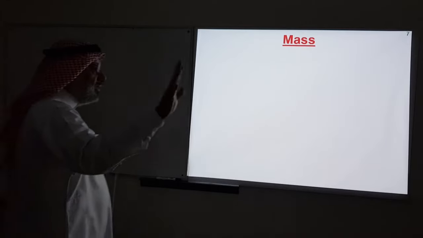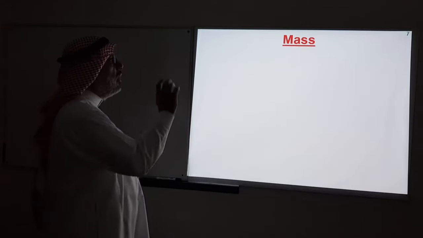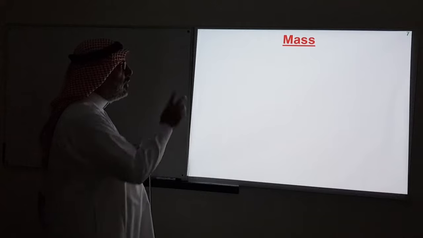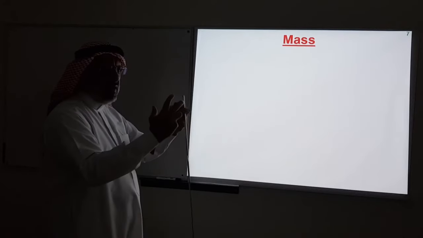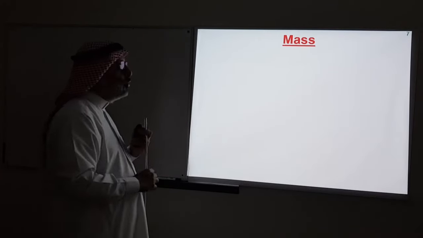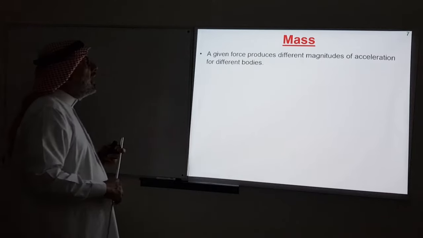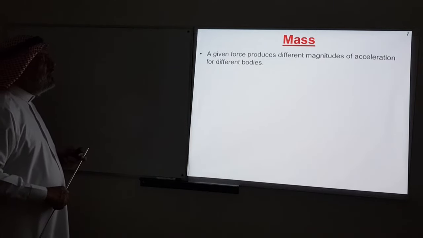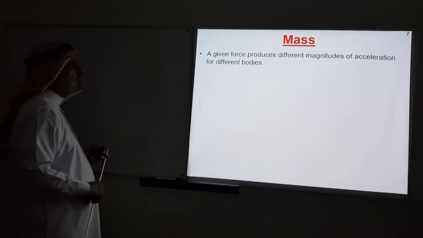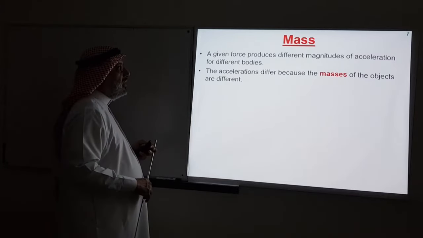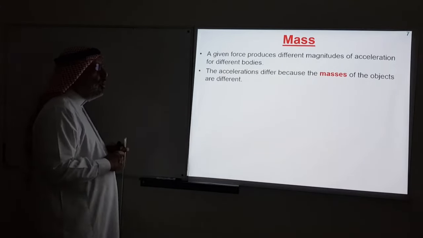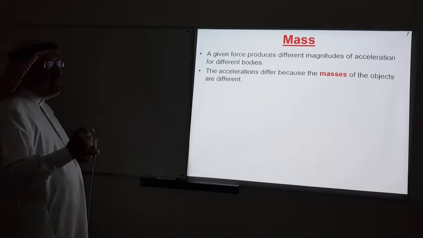We next consider the concept of mass. We talked about acceleration. We talked about force. Now we talk about the mass, which is the quantity that connects the two together. A given force produces different magnitudes of acceleration for different bodies. The accelerations differ because the masses of the objects are different.